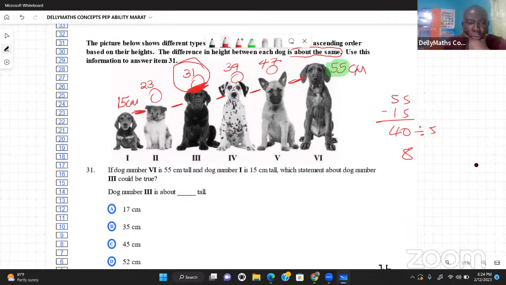We could pick 30, we could pick 35, all right? So that dog could be about 35 because you want to pick something close. You want to pick something close to the number that you came up with, 31. Couldn't be 17, too far. 45, too far. 52, way off. Has to be B. So we want to pick B for 31.